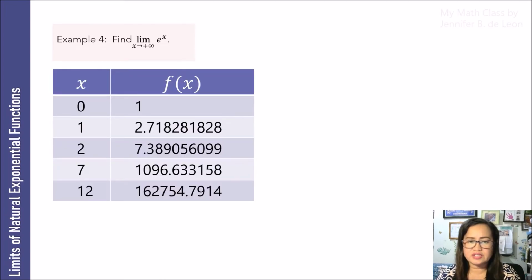Again, the value of x approaches positive infinity. That means the values should be increasing without bound. Now take a look at the values of the function when we have these specific values. Let's study the trend. As the value of x increases without bound, the value of f of x also increases without bound. So therefore, the limit of e raised to x as x approaches positive infinity is positive infinity.